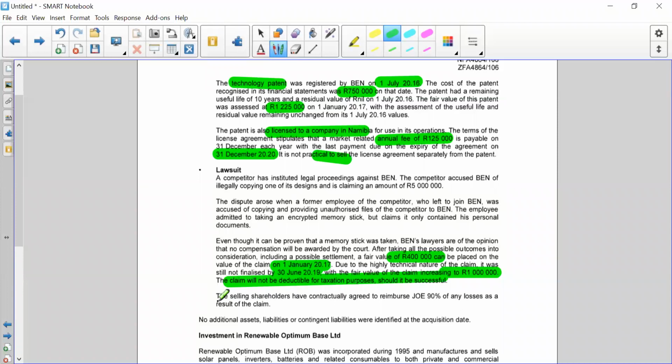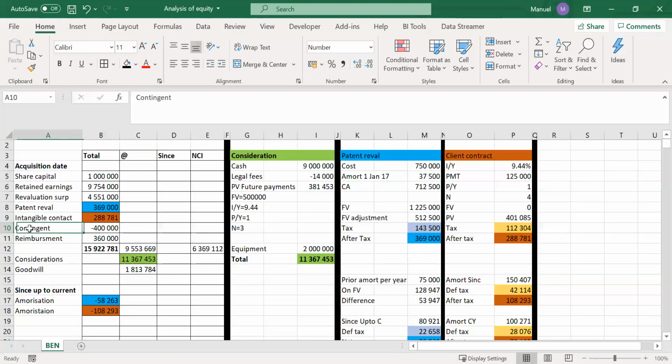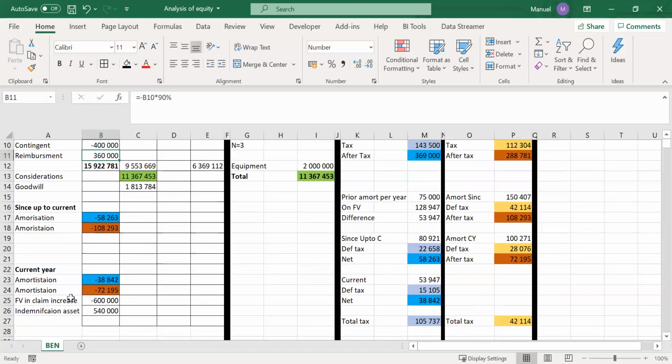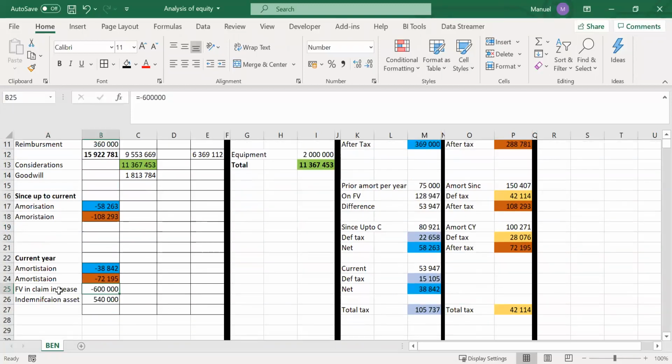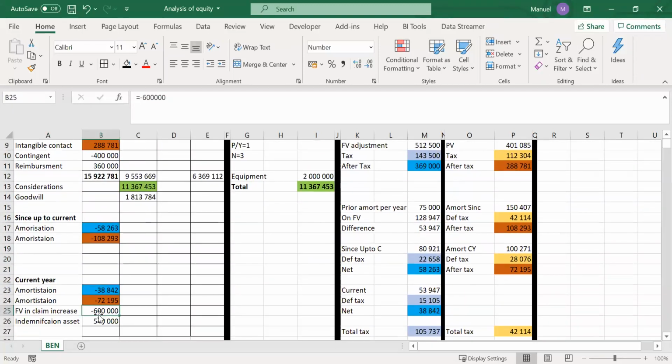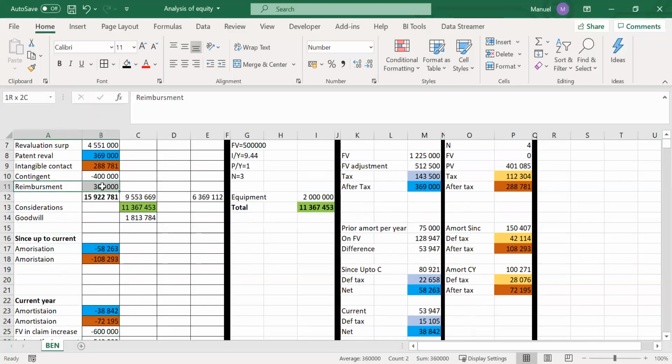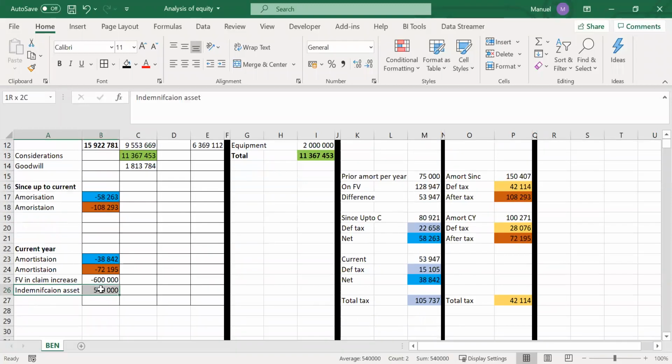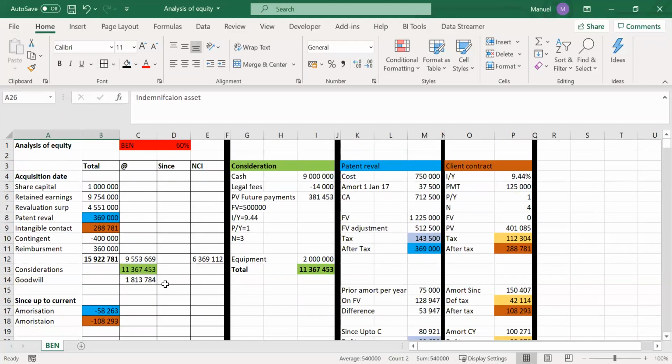The shareholders have then contractually agreed to reimburse Joe 90% of the losses as a result of the claim. So now we have an indemnification asset. As at acquisition date, the potential loss that we're going to make was 400,000, but we're going to get a reimbursement of 90%. So we have an asset for 360. Similarly, when the fair value increases to 1 million, the indemnification will also increase in total to 900,000, which is 90% of the claim, but we've already accounted for 360 of the 900. So we just need to account for another 540,000.